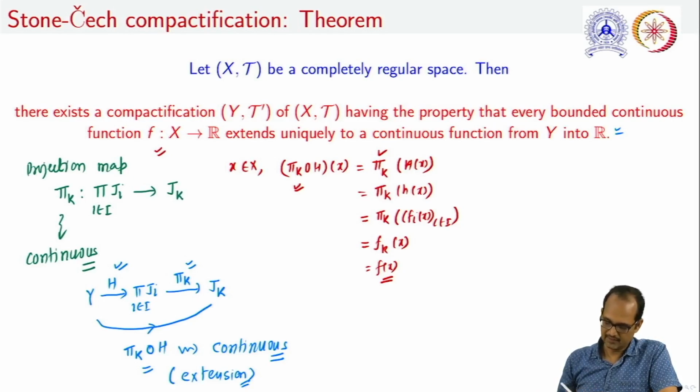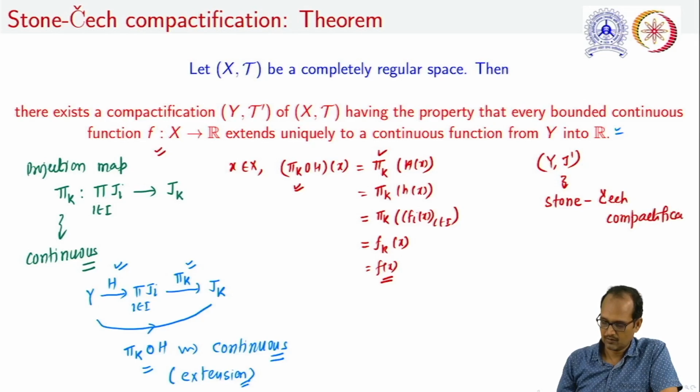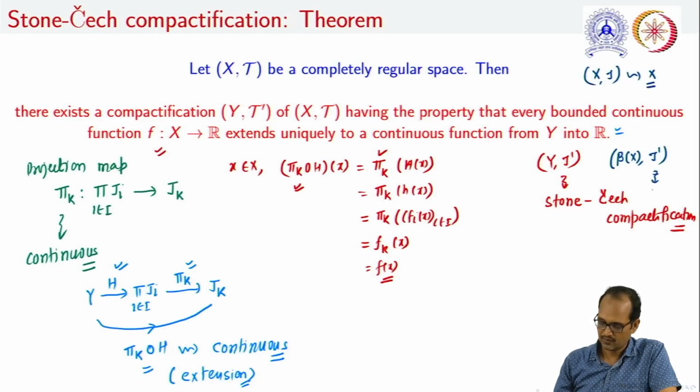And it is to be noted that if such an extension exists, what this Y tau dash is, we call this space (Y, tau dash) precisely the Stone-Cech compactification of the topological space (X, tau), and the standard notation is beta X. Let us put this topology tau dash as these topological spaces, and a topological space (X, tau) is noted simply by X. So people use the notation beta X to denote the Stone-Cech compactification of a topological space (X, tau).